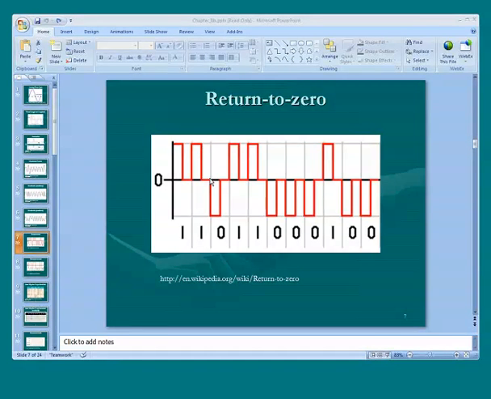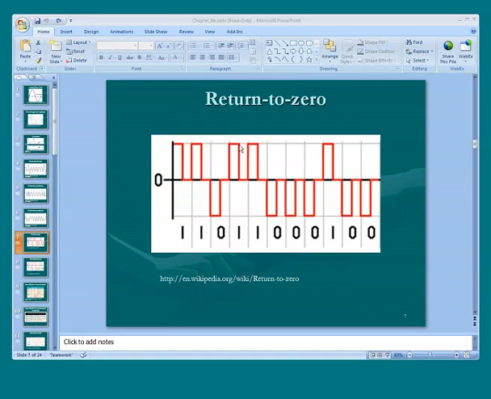To produce a 0 bit at the beginning of the next time slot, we need to generate a negative 1 voltage. And halfway through that time slot, the signal returns to 0 or no voltage. To produce a 1, again, we go with a positive voltage at the beginning of the time slot.